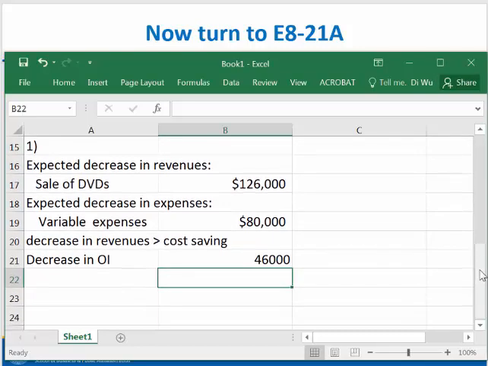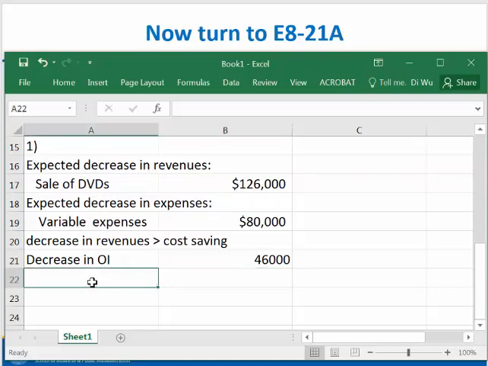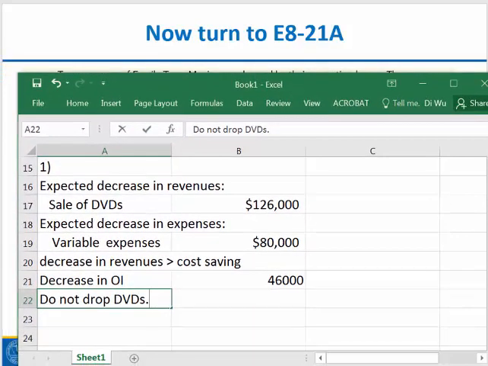So yes, you can have some cost saving, but you only save 80,000. You are hurt more because you lose 126,000 in revenues. You could save 80,000 in expenses, but you lose more in revenues. Therefore, the overall effect is that you lose 46,000 in operating income. So the decision is, don't drop DVDs. That's practically the first part.